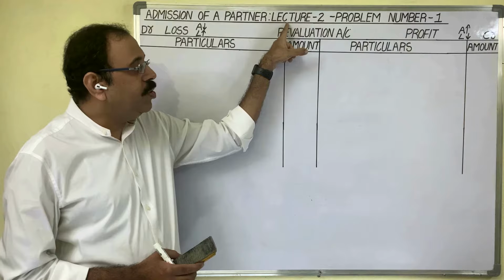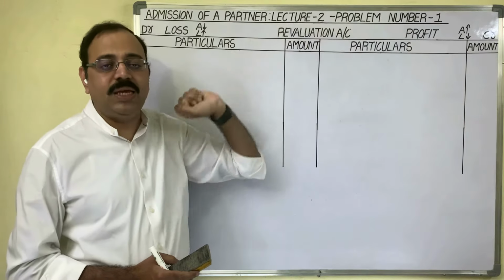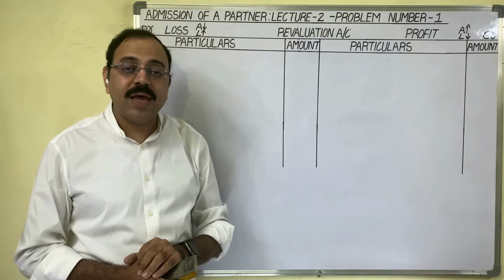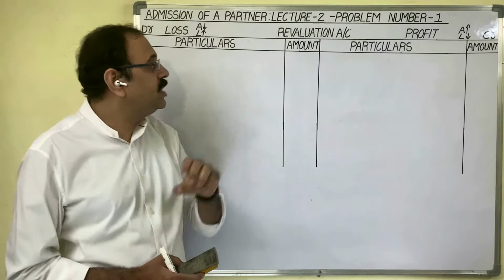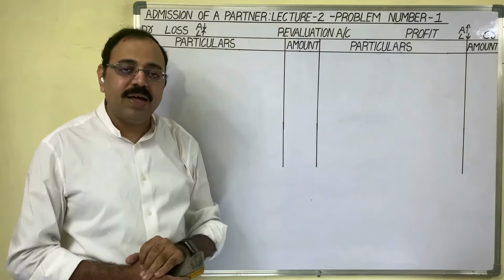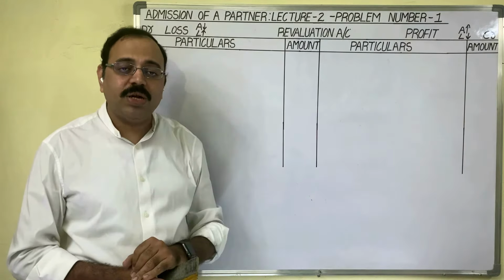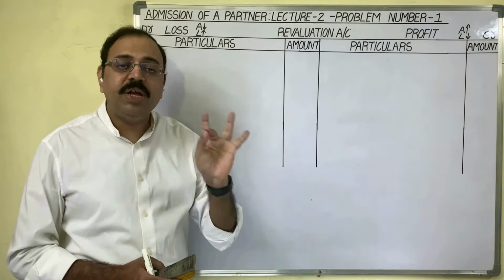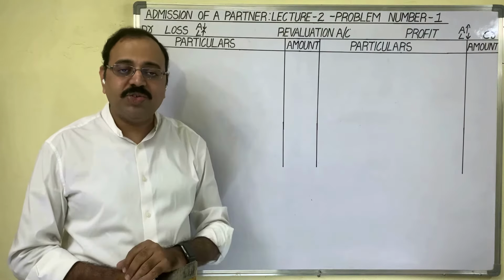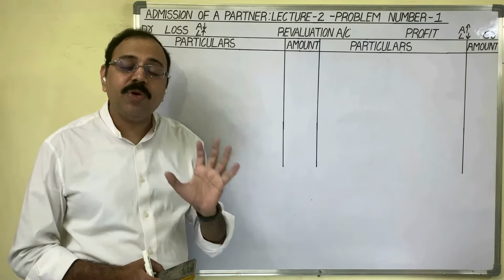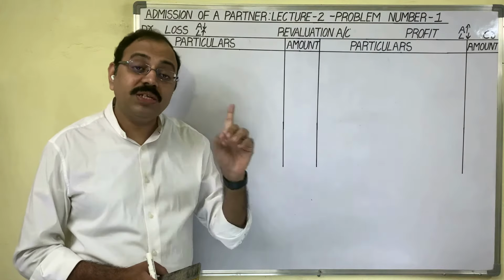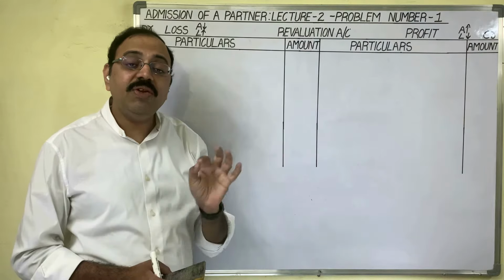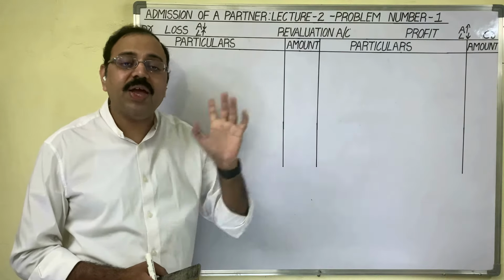In the lecture 1 video, I explained problem number 3 from the Telugu Academy textbook. In that problem, I explained all the basic points related to admission of a partner. What does revaluation account mean? Why do we revalue assets and liabilities? What does goodwill mean? What does accumulated profit mean? I request you to watch that video first, then only you can understand this video. I am giving that video link in the description box and in the iCard also.